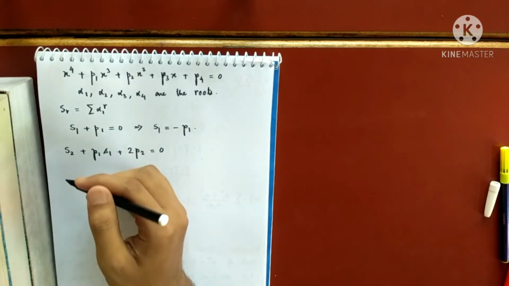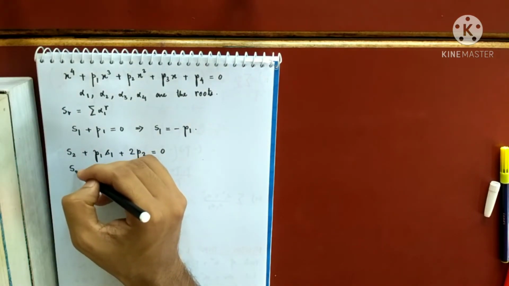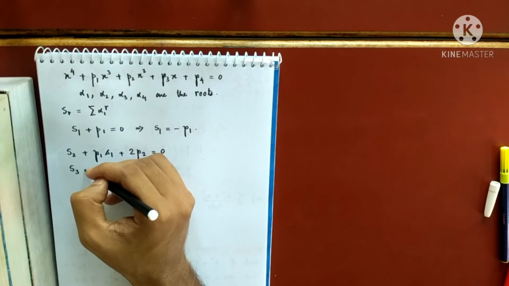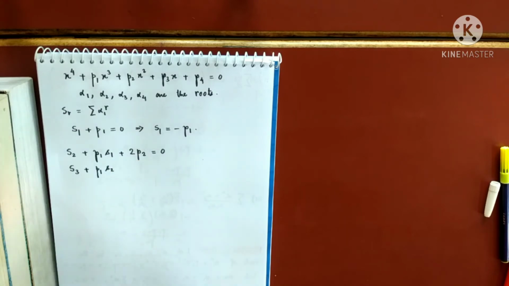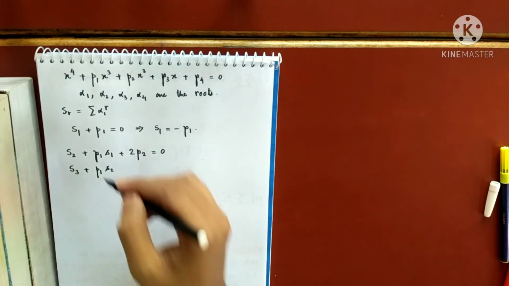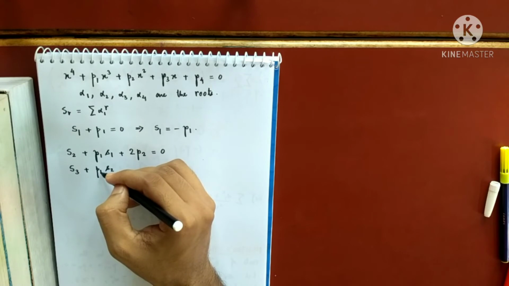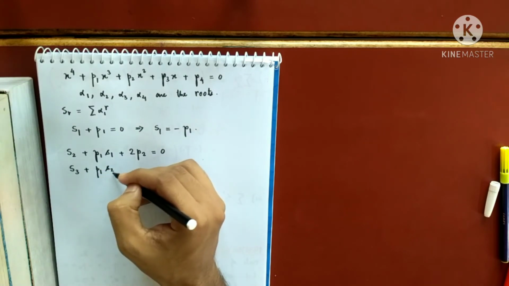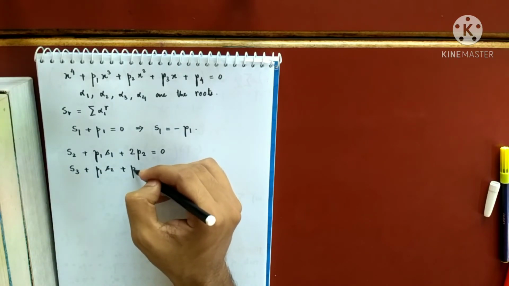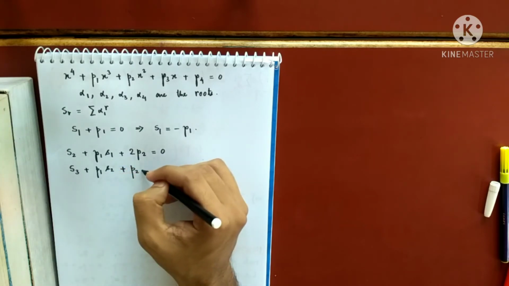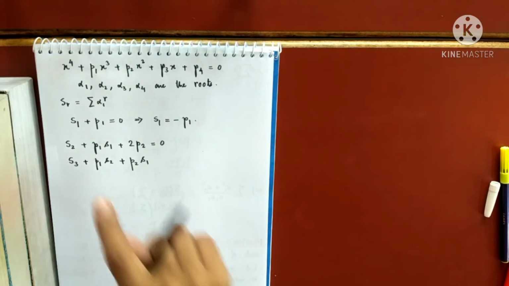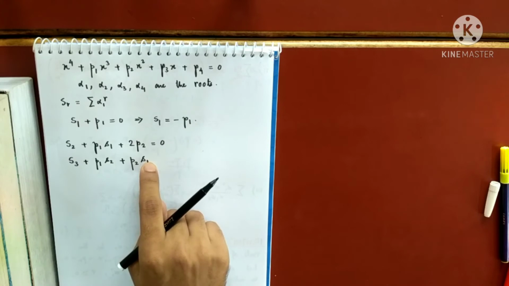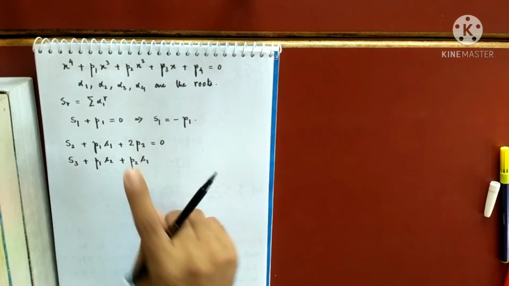Similarly, how to determine S3? Try to understand. S3 plus P1 S2. You increase the index for P and decrease the index for S. That means now this P1 will become P2. I'll increase the index for P, I'll decrease the index for S. This is the rule, by the way. Decrease the index of S, increase the index for P.